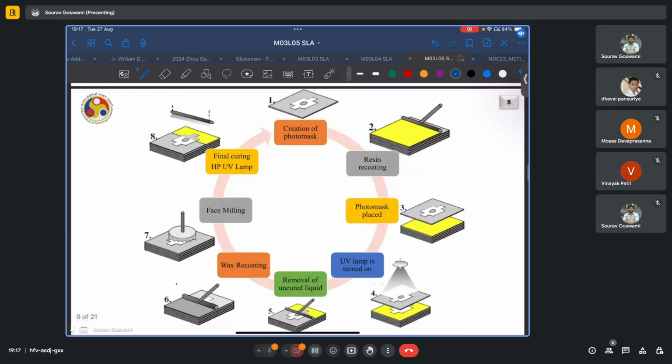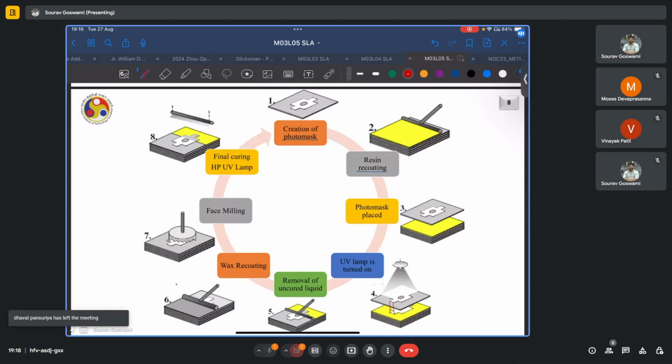The major steps are illustrated here. So you have the creation of the photomask, the recoating of the resin using something like a vacuum blade or a recoater. On top of this, the photomask is placed and the UV lamp is turned on. Again, as we had discussed, we must be careful how the shape of the mask is distorted with respect to the shape that actually falls on the part. So if this distance is very large, we can expect that the shape that is projected onto the resin may vary significantly in dimensions with respect to the original intended size of the mask.